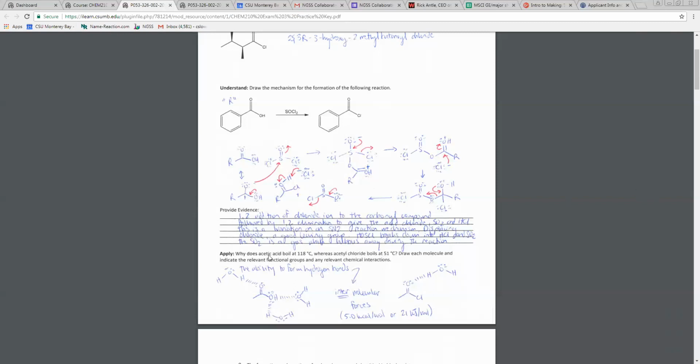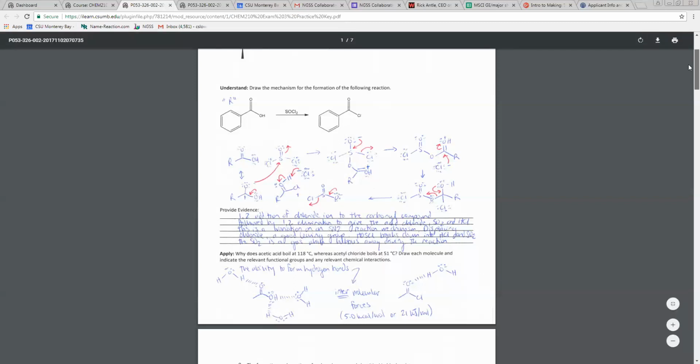So why does acetic acid boil at 118 degrees Celsius, whereas acetyl chloride boils at 51 degrees Celsius? We draw each molecule and indicate relevant functional groups and any relevant interactions. So this is my carboxylic acid. Notice how many hydrogen bonds I'm able to draw here. Whereas if I compare my acid chloride, I'm not able to draw as many hydrogen bonds. So it's really the intermolecular forces. So these are the forces that are between molecules that make the difference.